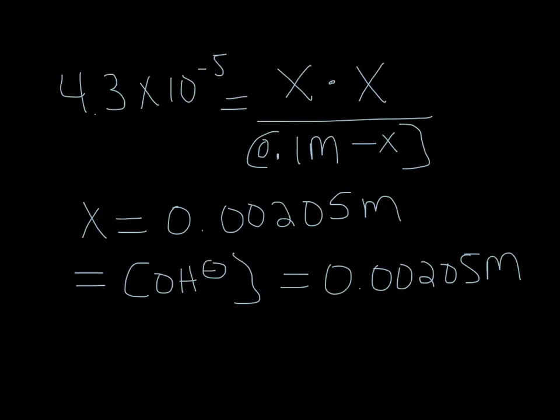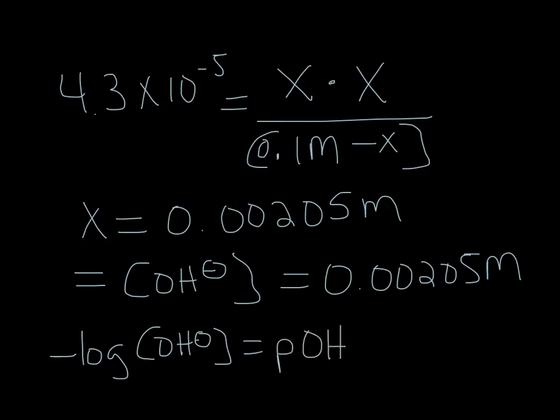There are two ways that I can do this. One way is to take the negative log of that number, and the negative log of OH minus is equal to the pOH. And so then I can go from my pOH to a pH. So we'll go to the next slide and I'll do the pOH of this solution.